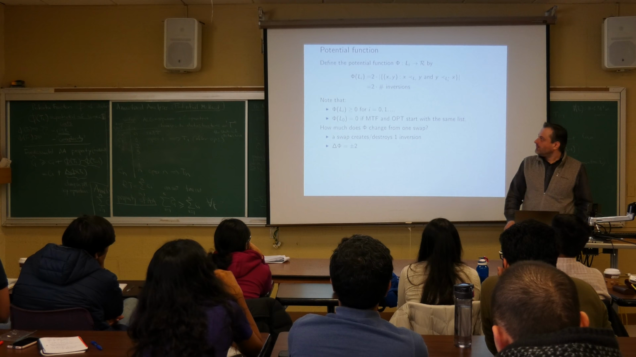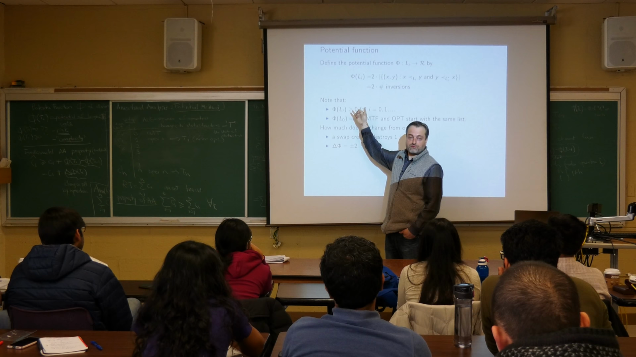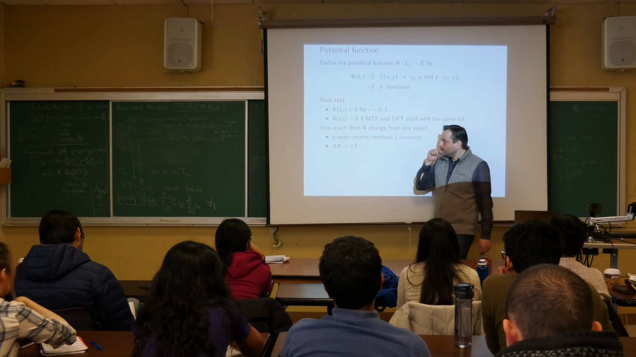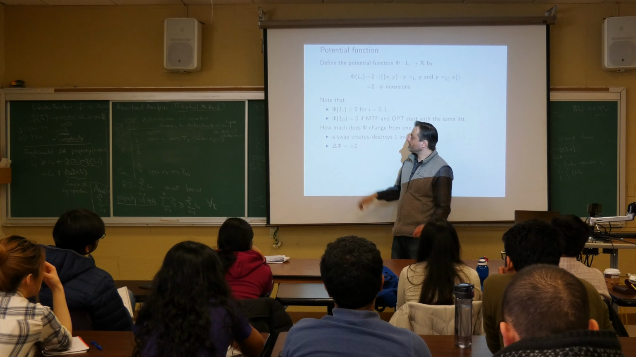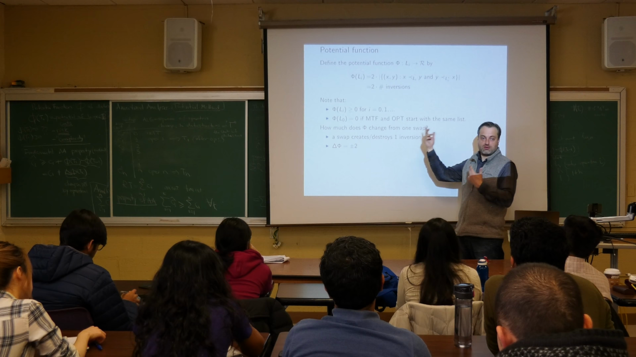So now, is delta Li always positive? Twice the number of inversions is a positive number, right? Because the inversions are zero or higher. If the list is empty, I have zero inversions. Or I have at least the same list. If I start with some list, both algorithms start with the same list. There's no inversion between them. So zero times two is zero.